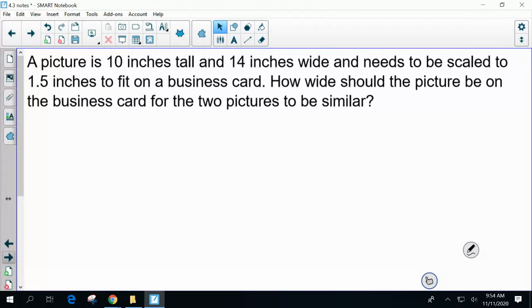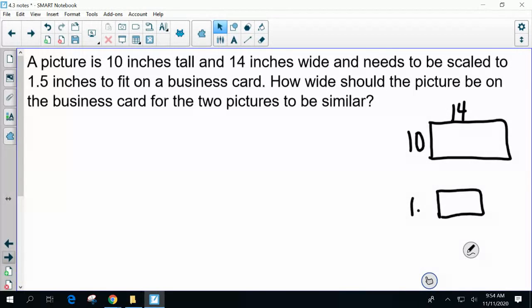The next problem: a picture is 10 inches tall and 14 inches wide. It needs to be scaled to 1.5 inches to fit on a business card. How wide should the picture be? So it needs to go down to 1.5, and I don't know the width. I want you to try to set up this problem and solve.